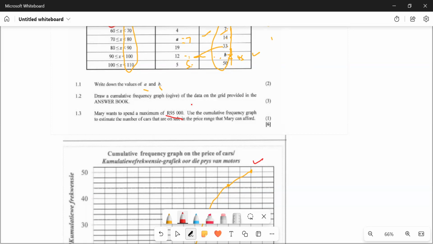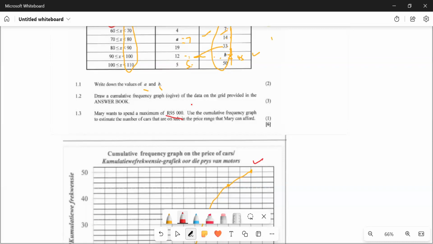Does that make sense? So I thought we should also look at synonyms. What are the synonyms of above? Below. Above, below. Maximum, and then minimum. Mary wants to spend a minimum of 95,000. If Mary wants to spend a minimum of 95,000, it's above 95,000. So those are the words that we should know. I will use these 3 words: above, below, and within. When we're busy with within 1 standard deviation, below 1 standard deviation, and within this 1 standard deviation.